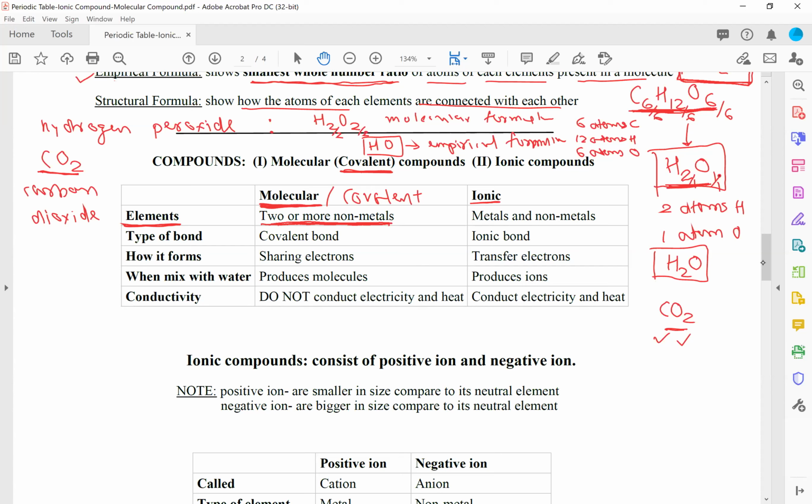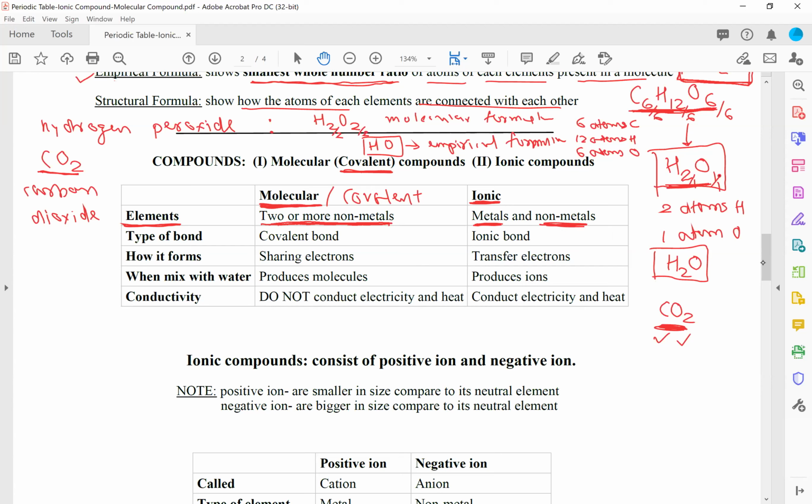It means both of the two elements in this chemical formula are non-metals. If they are non-metals, then we can say this compound is a molecular compound, or covalent compound. Okay, what is the ionic compound then? The ionic compound will always have one metal and one non-metal, right?